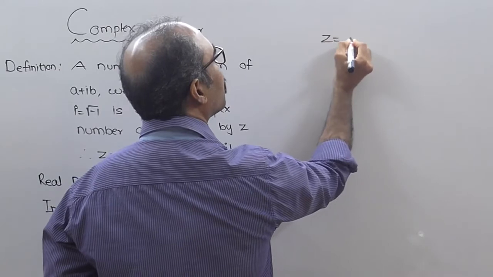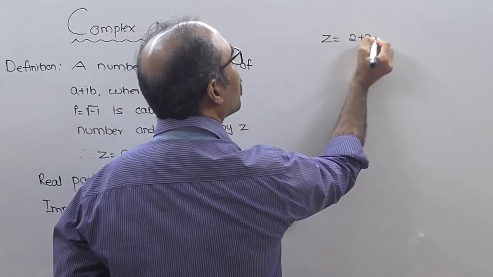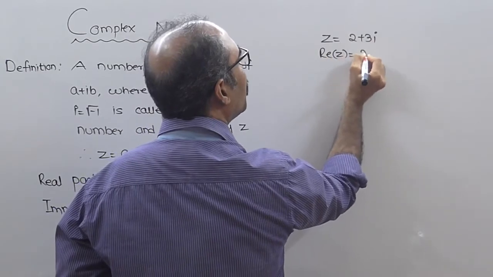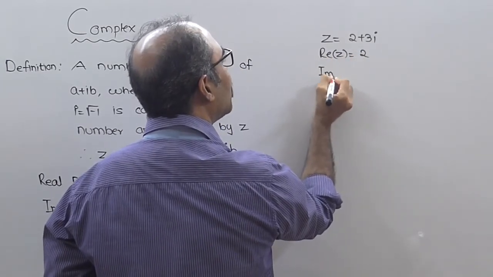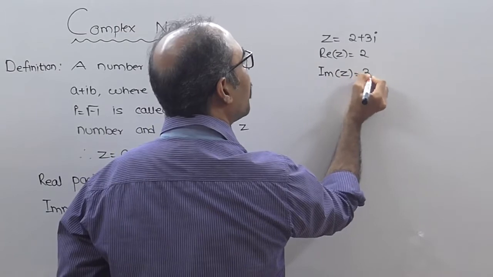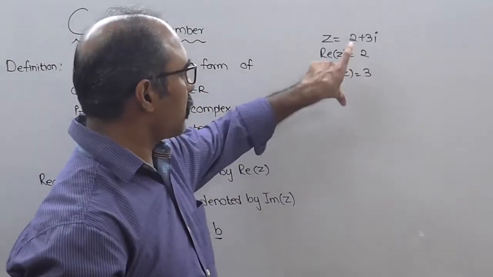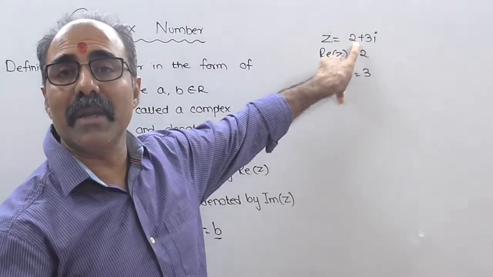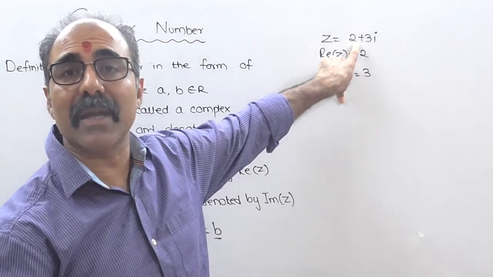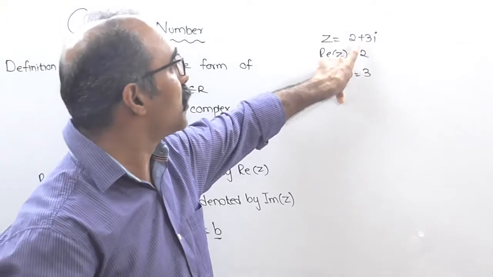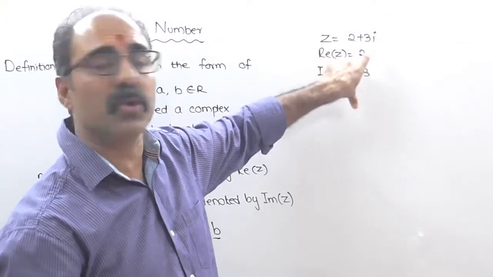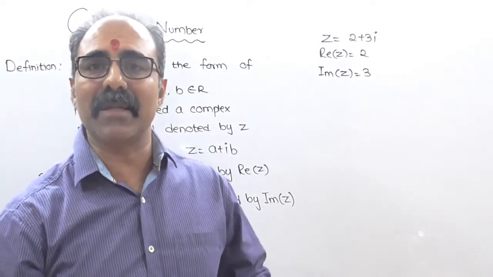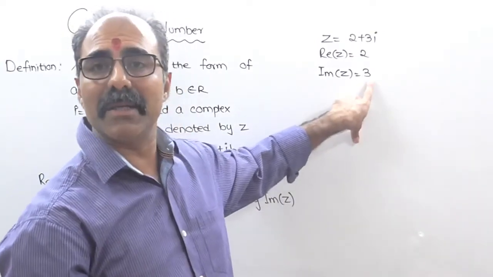Suppose there is a complex number in the form of 2 plus 3i. So the real part of z will be 2 and the imaginary part of the complex number will be 3. Now why 2 and 3? Does 2 have an imaginary part associated with it? Imaginary part means it should have i with it. i is classified as an imaginary number. So does 2 have an imaginary number? No. So 2 will be called the real part. 3, does it have i attached to it? Yes. Therefore 3 will be classified as the imaginary part.